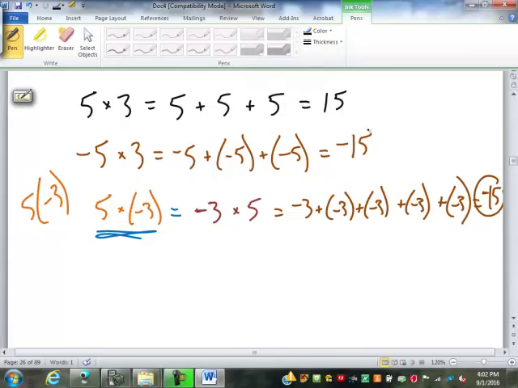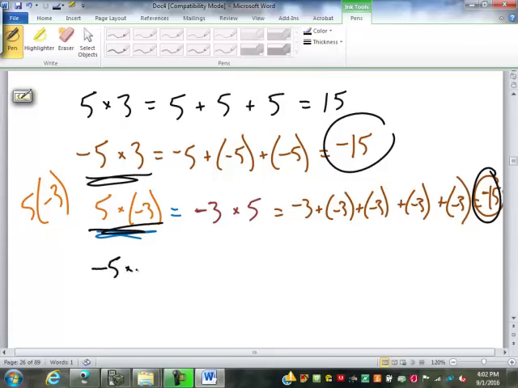Many of you were probably taught that a negative times a positive is negative. A positive times a negative is negative. You probably even took the next step. Negative 5 times negative 3. A negative times a negative is a positive. So what's that going to be? Positive 15. Good. Why?